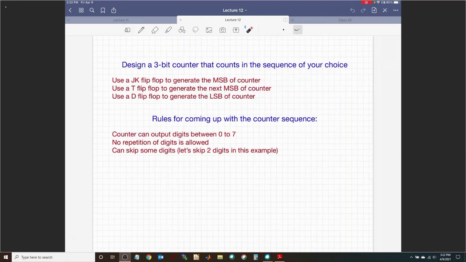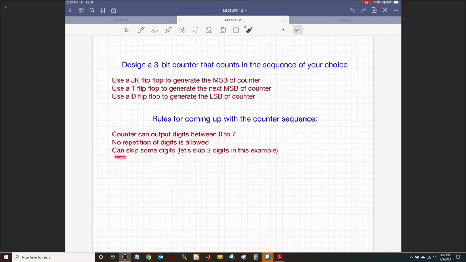Now, because all of you, 40 of you, are going to be participating in this exercise, I want to come up with some rules of how you determine the counter sequence. The rules are: 1, the counter output can only be between the digits 0 and 7. That is simply because we have a 3-bit counter, right? So 0 to 7. I do not want any repetition of the digits. So I cannot do 0, 1 and then back to 1, right? So no repetition of digits is allowed.